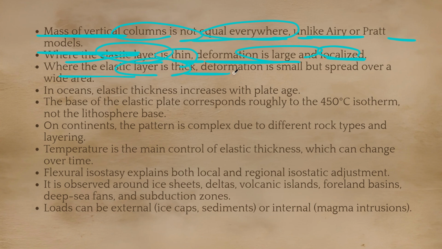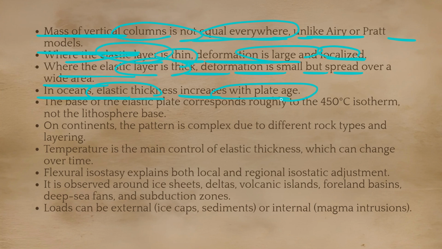Where the elastic layer is thick, deformation is small but spread over a wide area. So where the outer elastic layer is thick, the deformation is small, which is common sense, but it's spread over a wide area. So the bending is localized in the thin case, but in the thick case this small deformation is very wide. In oceans, elastic thickness increases with plate age.